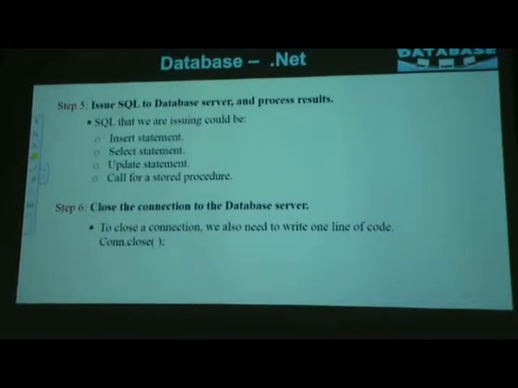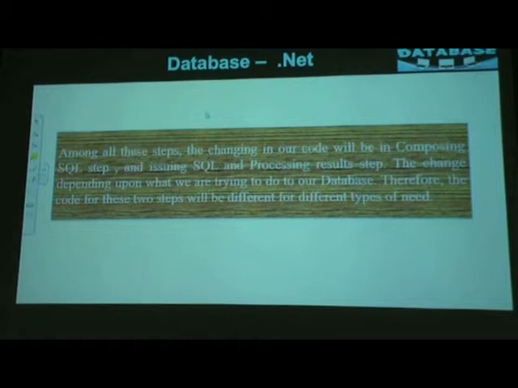Step 5, issue SQL to database server and process result. The SQL that we are issuing could be an insert statement, select statement, update statement, or a call for a stored procedure. Step 6, close the connection to the database server. To close the connection, we also need to write one line of code, con.close. Among all these steps, writing the connection string, tying it to the connection object, opening a connection, issuing SQL, processing results, and closing the connection, the change in our code will be in the compose SQL step and the issue SQL and process result step. The change depends upon what we are trying to do to our database. Therefore, the code for these two steps will be different for different types of needs.